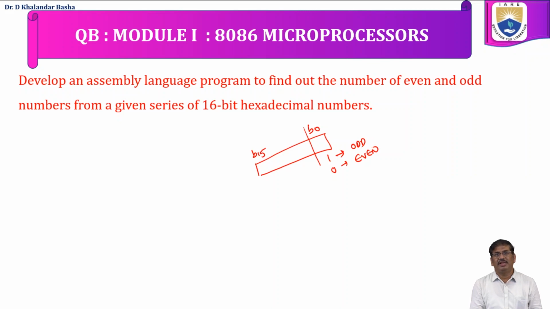So for developing the program for this case, we will take the data, shift or rotate the contents towards the right side by 1 bit. So when you shift these contents, this LSB value will be moved to the carry flag. So by checking the carry flag, we can decide whether it is an even number or odd number.